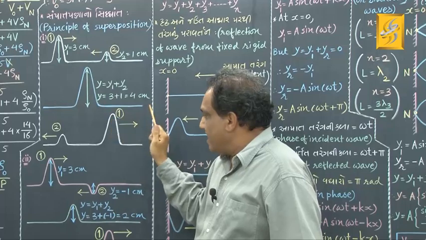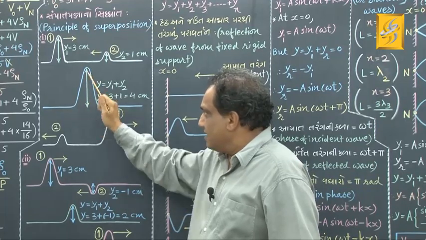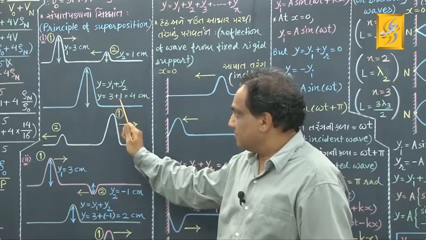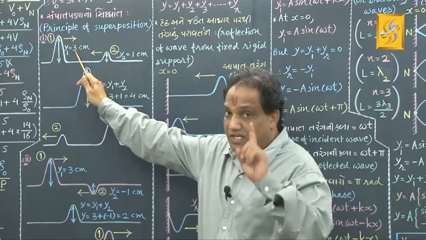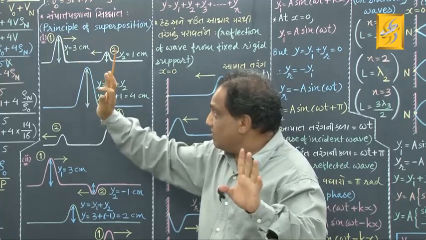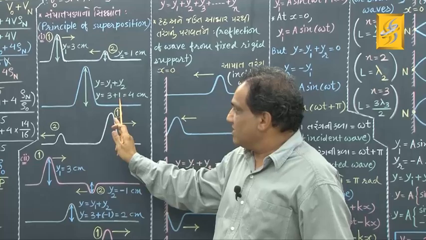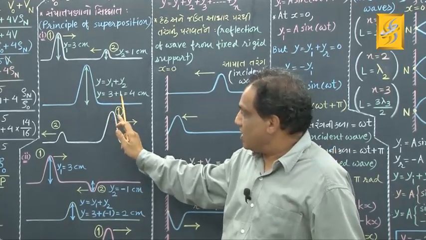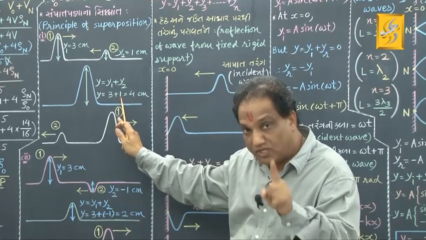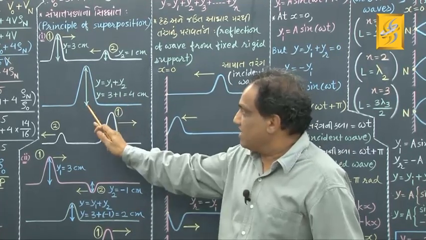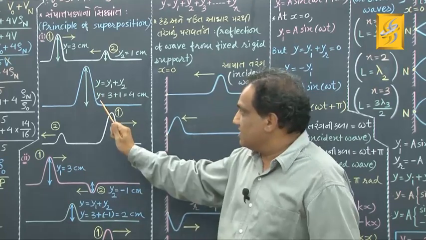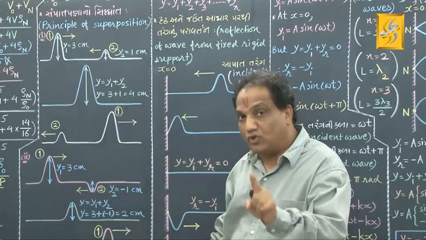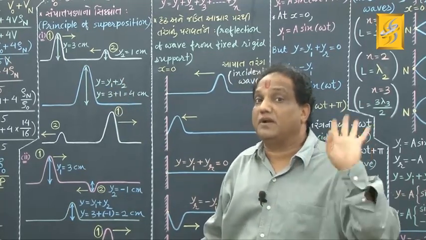And in this shape, we find that the resultant displacement is 4 centimeter. 4 centimeter means 3 plus 1. 3 centimeter is the displacement produced by the first wave individually, and 1 centimeter is the displacement produced by the second wave individually. Correct? So these two are the displacements produced by the superposing waves independently. And once you get the resultant wave, the resultant displacement is found to be the vector addition of displacements produced by the superposing waves independently.